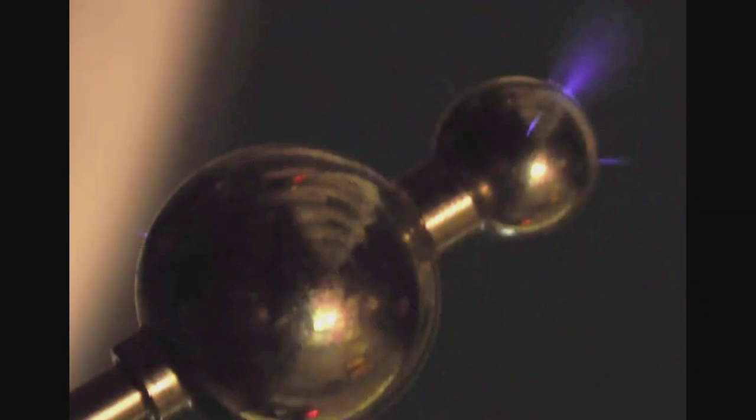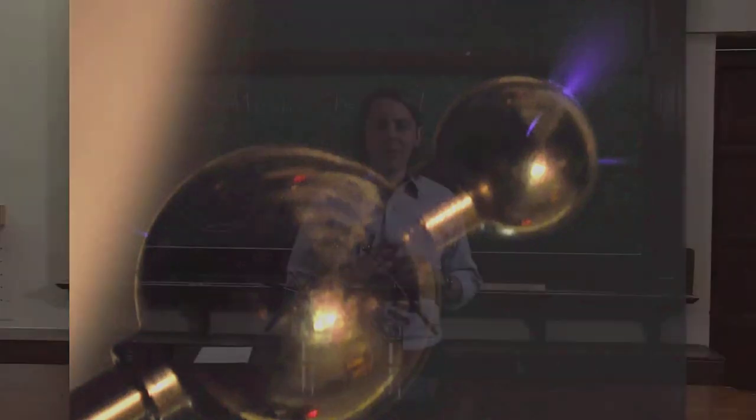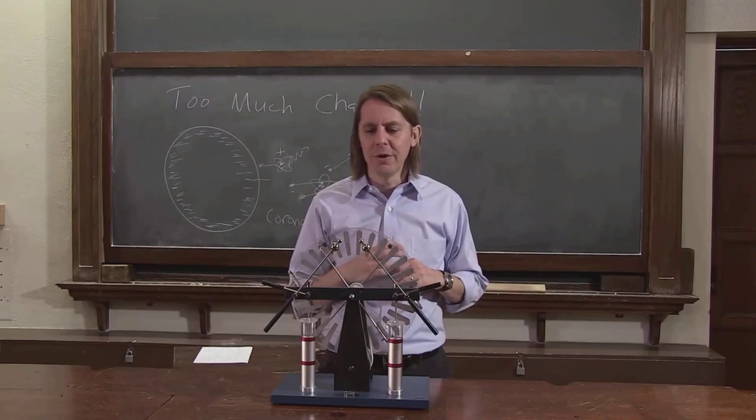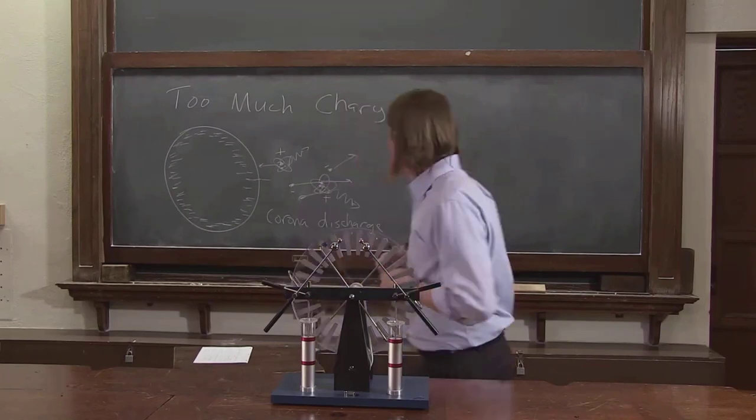So I took a picture of one with all the room lights off. So we're showing you that now. And you're seeing the corona discharge above one of these two electrodes, that little glow. And you can see it's not uniformly around the electrode. It's really happening at a little sharp spot near the electrode, because that's where the accumulation of charge is the greatest. But that's not the end of the story.